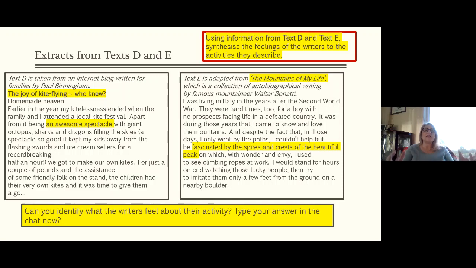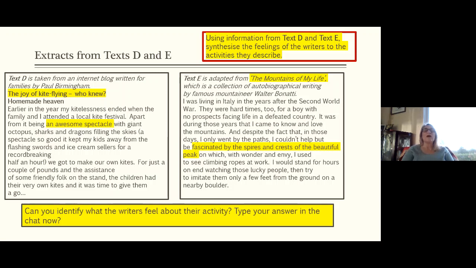Yeah, so exactly, you get the idea that both of these texts are positive. So, you know, we're not identifying differences in the text. We're focusing on the feelings of the writers and the activities they describe. So the two quotations I've picked out in those, we need to find evidence in the text.